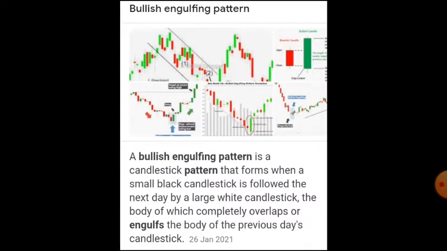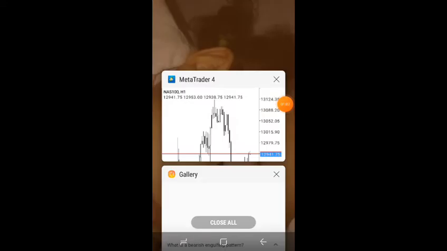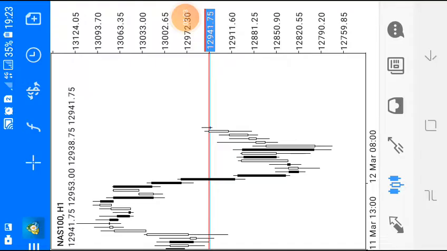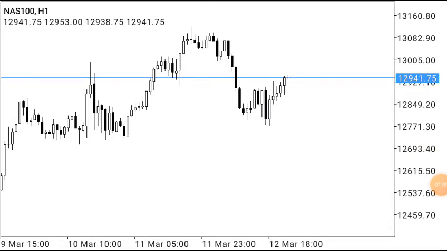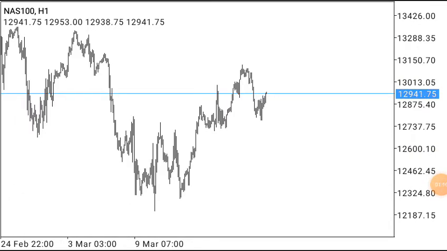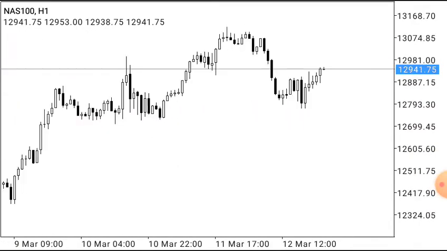A bullish engulfing pattern is a candlestick pattern that forms when a small black candlestick is followed the next day by a large white candlestick, the body of which completely overlaps or engulfs the body of the previous day's candle. It depends on what time frame you're using, right? So the message I just read was for the daily time frame, but it depends on what time frame you use. Okay, let me just show you guys how to trade this.